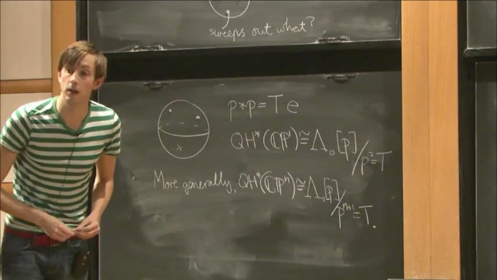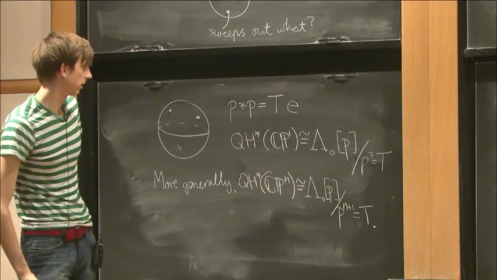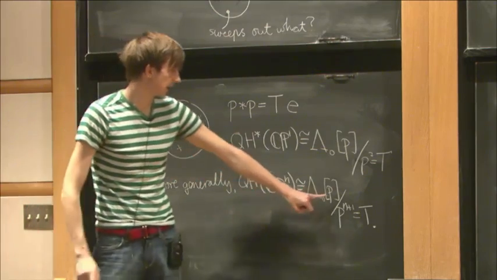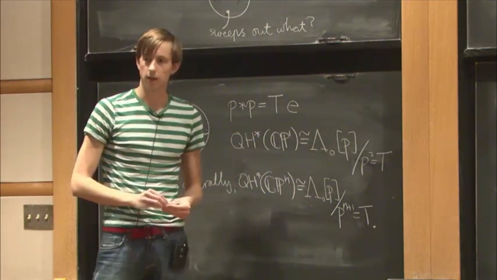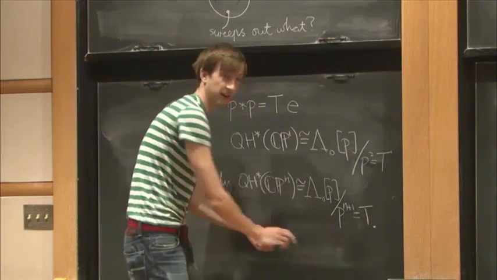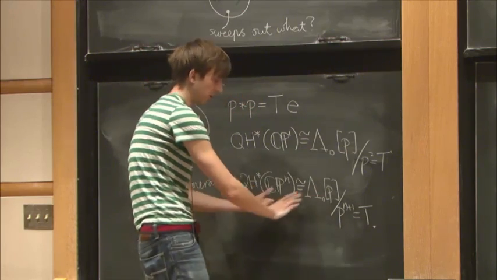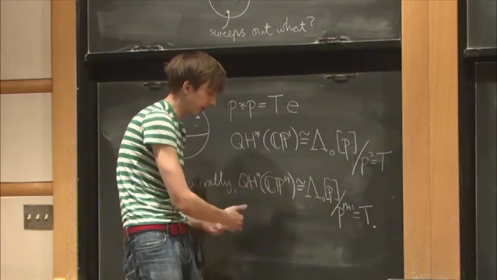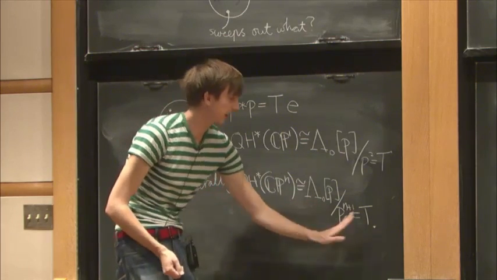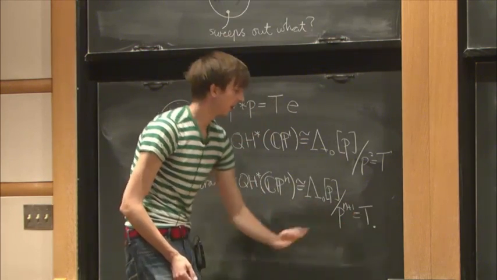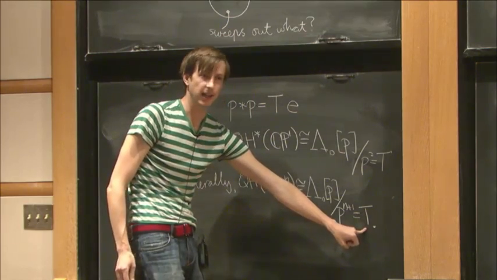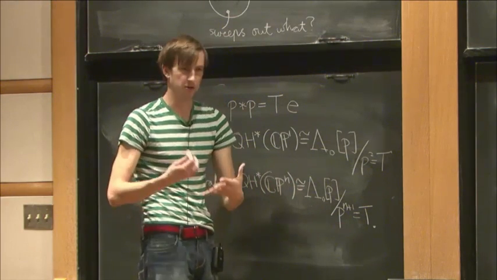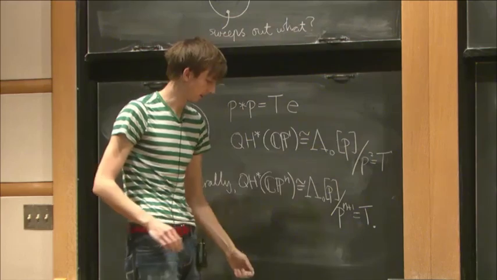Sorry? P is in degree 2. Right, yeah. So usually if we put T equals 0, we get the usual cohomology of CPN, just lambda naught of P mod P to the n plus 1. Quantum cohomology adds this extra term T in the fundamental relation in the cohomology of CPN.